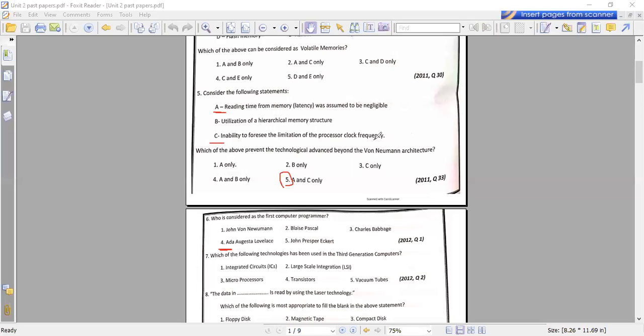So we'll go to seventh one. Which of the following techno has been used in third generation? Third generation එකේ use කරේ මොනවද කියලා අහන්නේ? Integrated circuit, that is ICs. First one.